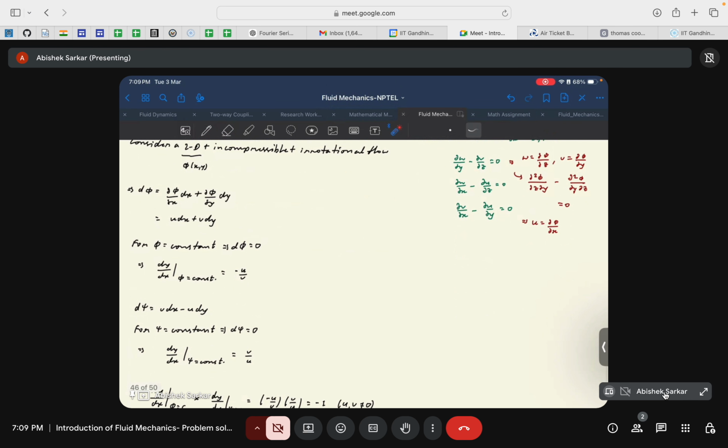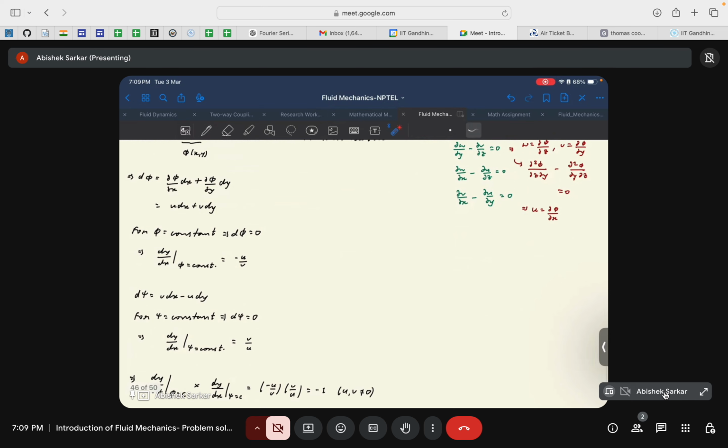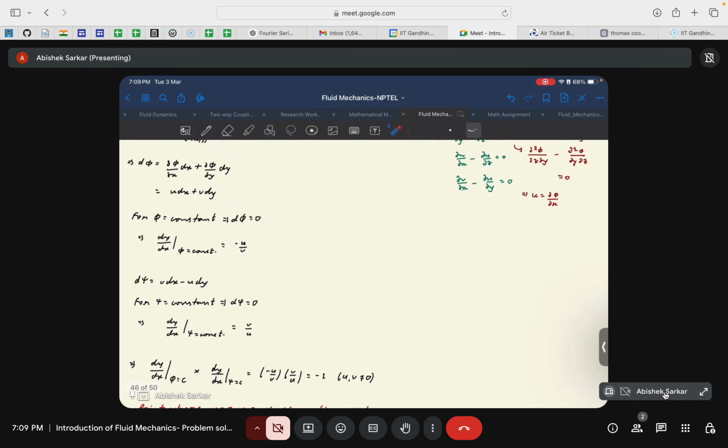Okay, so we'll have d phi equal to ∂phi/∂x times dx plus ∂phi/∂y dy. So we'll have d phi as u dx plus v dy, and for phi equal to constant we'll have d phi equal to 0. So if you simplify this equation, you will get dy/dx for phi equal to constant is equal to minus u/v. Just call this equation number 1.